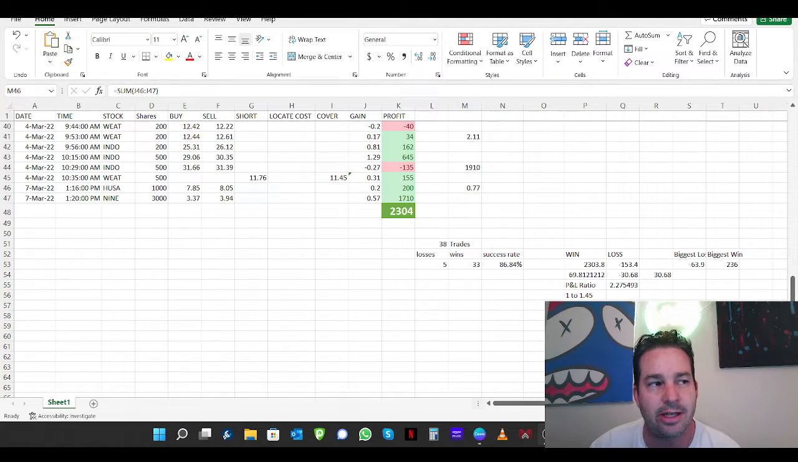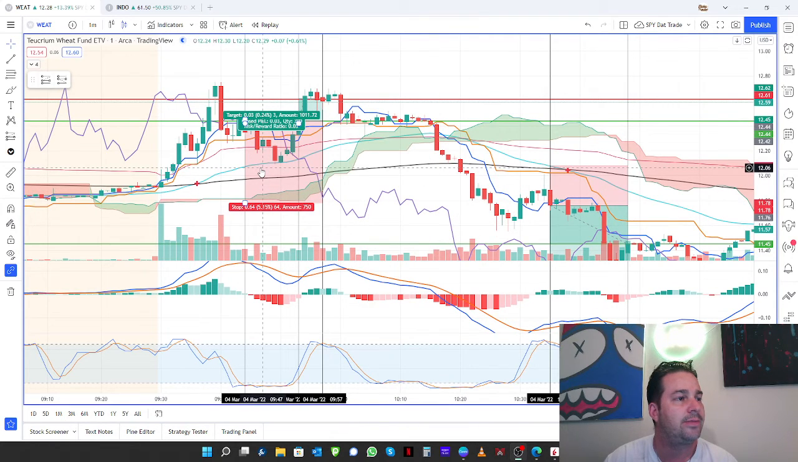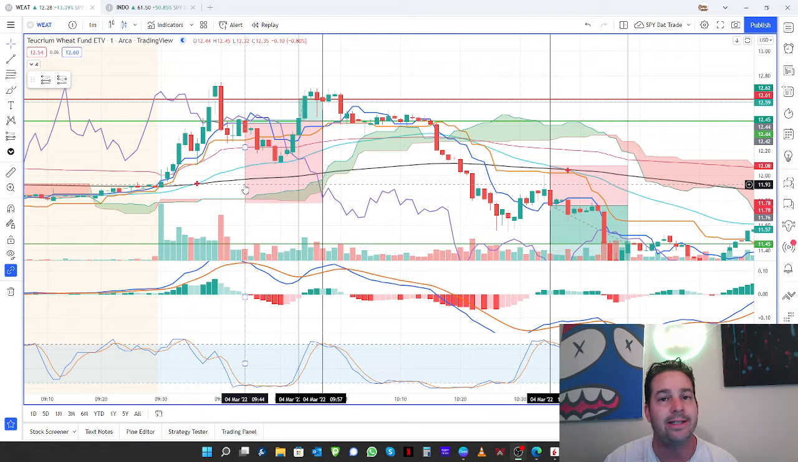Everything seems to be setting up really well, so I thought I'd do a quick recap here of the stocks that I did trade. I traded wheat, INDO, HUSA, and 9. So I'm going to start first off on Friday. I took a trade, started out this trade here on wheat.